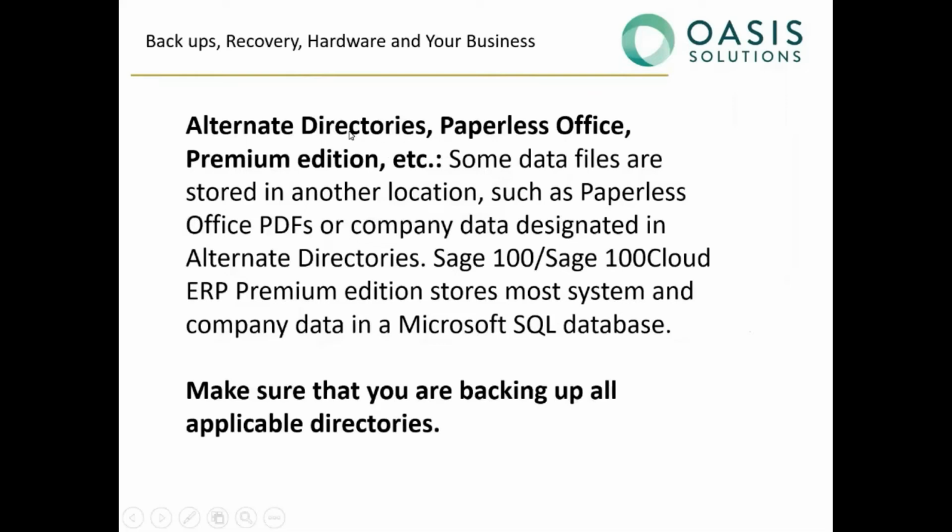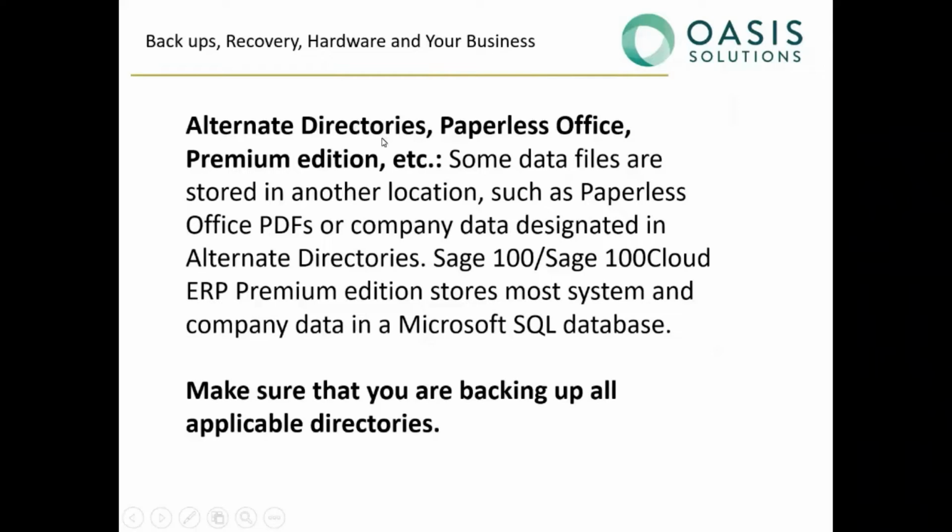If you have alternate directories, and what that means is within Sage 100, you have the ability to store things in different directories. It could be specific company data. Alternate directories are set up under the company maintenance folder, under library master, under main, under company maintenance. So that's where you can determine if there are alternate directories.